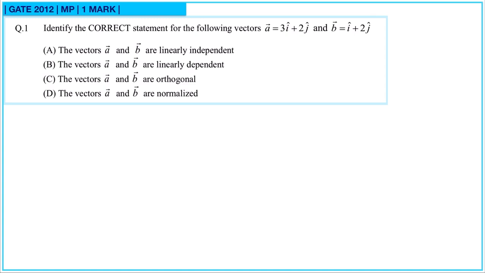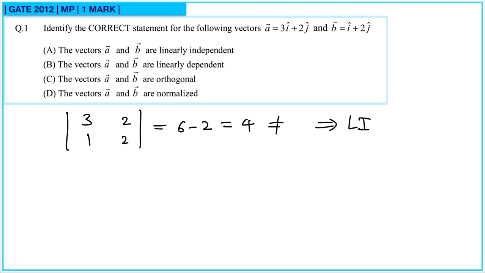Question 1. Identify the correct statement for the following vectors. The vectors A and B are linearly independent. So if vectors are linearly independent, we have to find out the value of this determinant first. So 3, 2, 1, 2. These are the coefficients of A bar and B bar. This comes out to be 6 minus 2, that is 4, which is not equal to 0. That means these vectors are linearly independent. If it was 0, then they would be linearly dependent vectors. So this is option A.